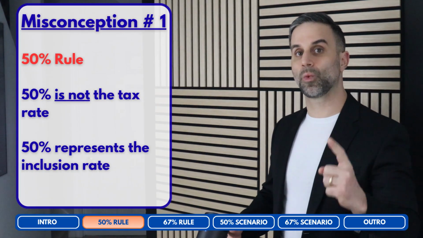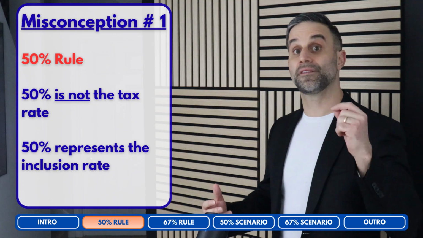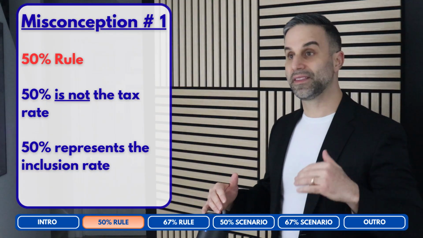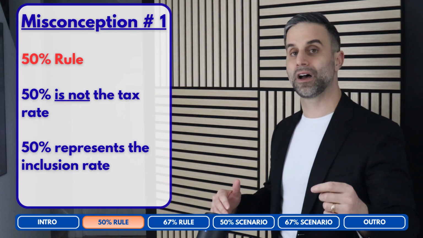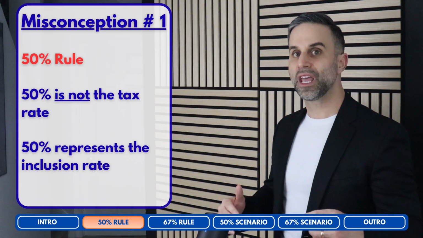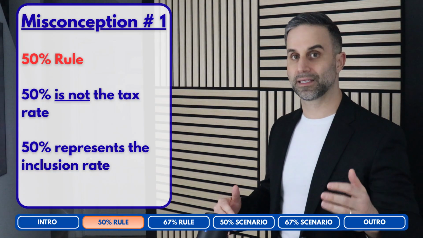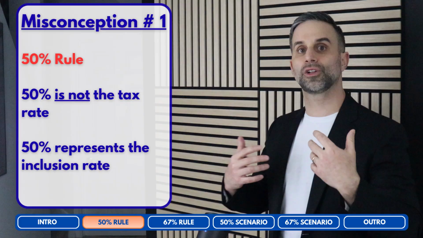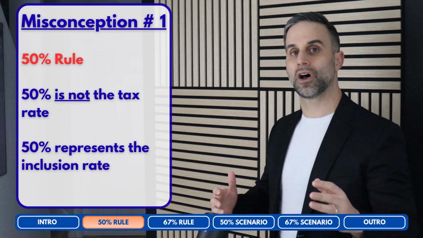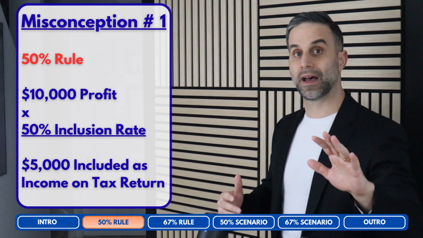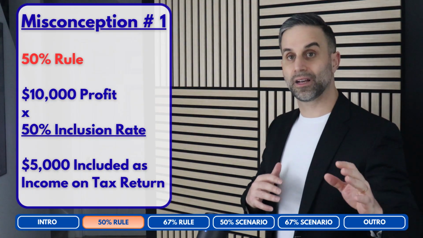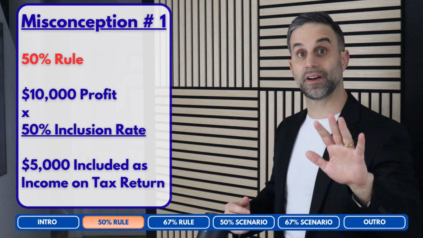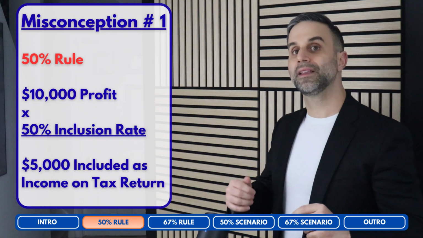So misconception number one that I would like to discuss with you is the 50% rule. The common misconception here is that this is the tax rate. So for example, if you made a profit of $10,000 in a given year, you're not paying $5,000 in taxes to the government. That's not the way it works. Instead, 50% represents the inclusion rate. So out of the $10,000 that you made in profit, only $5,000 will be included as your income at the end of the year when you're filing your taxes.